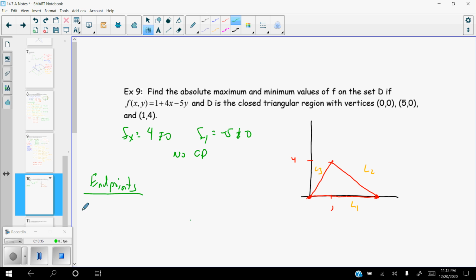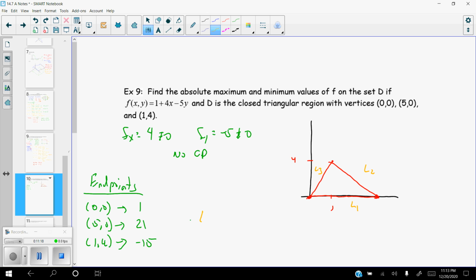So our endpoints are going to be at the points (0, 0), (5, 0), and (1, 4). Kind of given to us there. So at (0, 0), plugging that in, we get 1. Plugging in (5, 0), you're going to get 1 plus 20 minus 0, so it's 21. And then plugging in (1, 4), you're going to get 1 plus 4 minus 20. So 5 minus 20, -15. So it looks like at the point (1, 4), this thing dips down pretty far. Now, whether that's the absolute minimum or not, we'll have to find out. So we've got to do our borders.